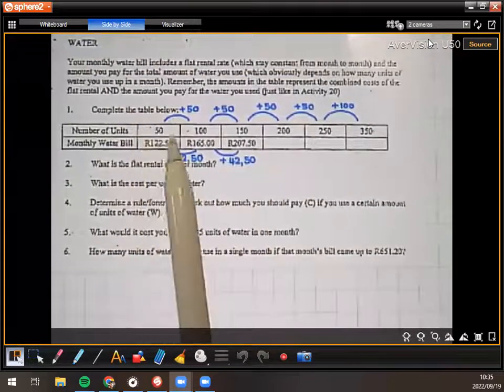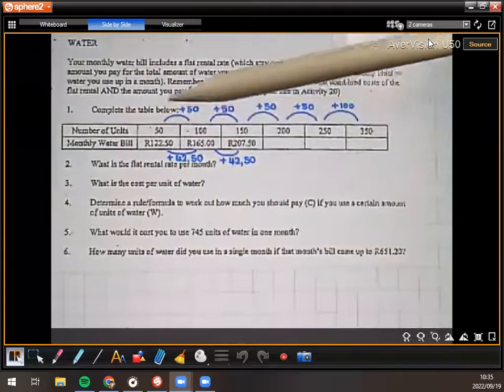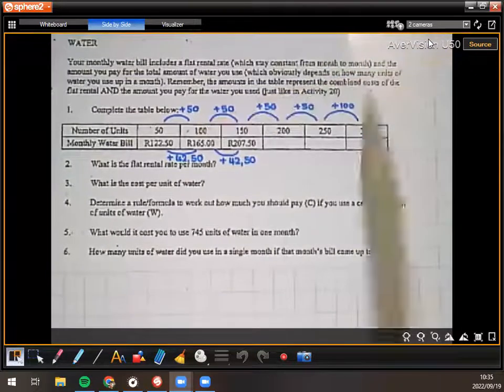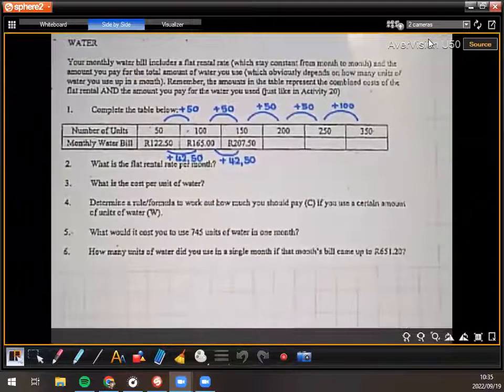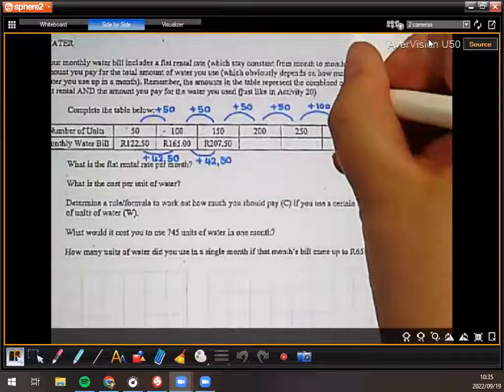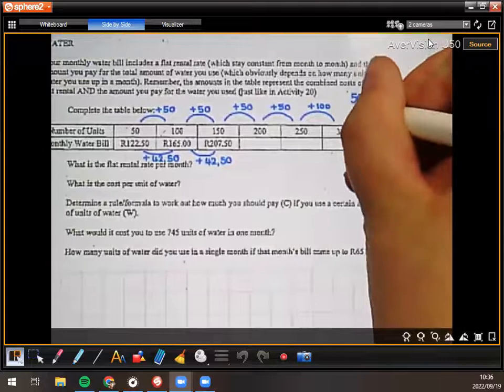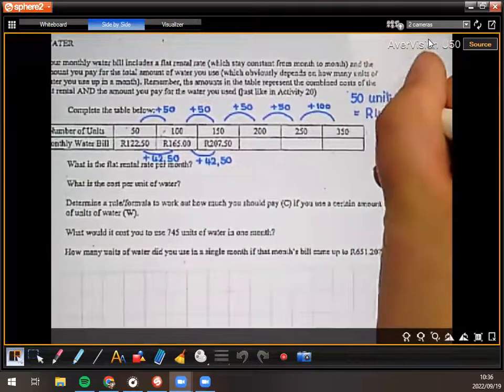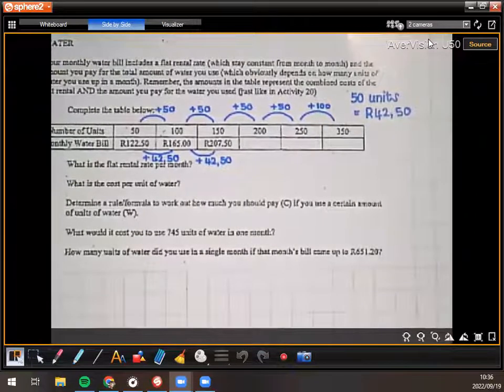You guys see that when you are using 50 units, you are paying 122.50 rand, right? Then when you are using 50 units more, 100, you are paying 42 rand 50 more. So what conclusion can we make based on that? 50 units cost 42 rand 50. Okay, that's the most important thing here, guys. So 50 units cost 42 rand 50, because that is the amount that you pay more when you've used 50 units more. Okay, so that's the first thing that you need to recognize.